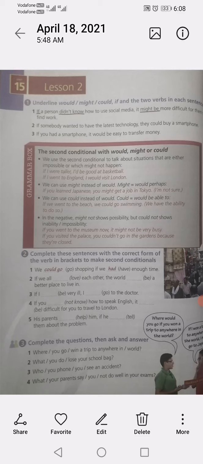Who you phone you see an accident? Number 3. The question will be, who would you phone? Who would you phone if you saw an accident?